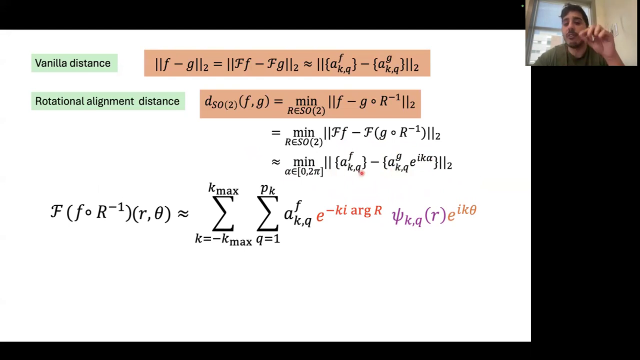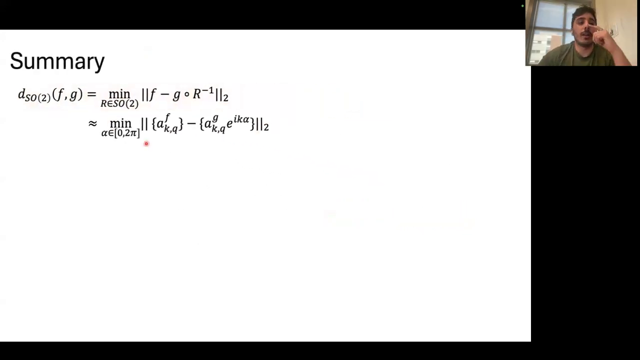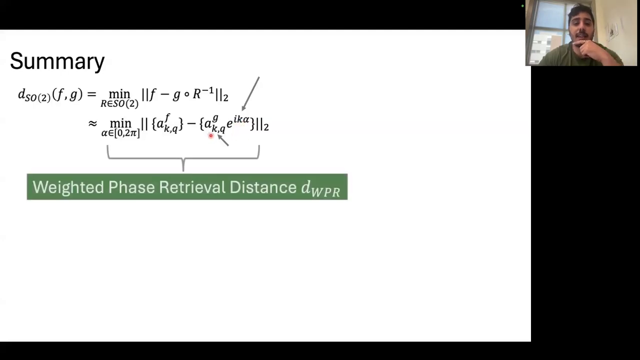And you're trying to minimize this finite dimensional distance over the one parameter alpha. This way you approximate the rotational alignment distance with this finite dimensional distance minimization. Okay, so to conclude the motivation, we approximate the SO2 distance, the rotational alignment distance, with this finite dimensional distance of phase shifts. And these are weights. The k's are weights because it's a weighted phase shift. You have a multiplicative weight on the alpha depending on the index k. And that's what you call the weighted phase retrieval distance.